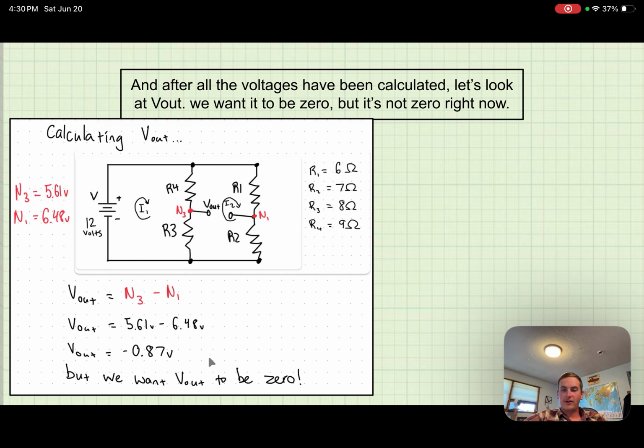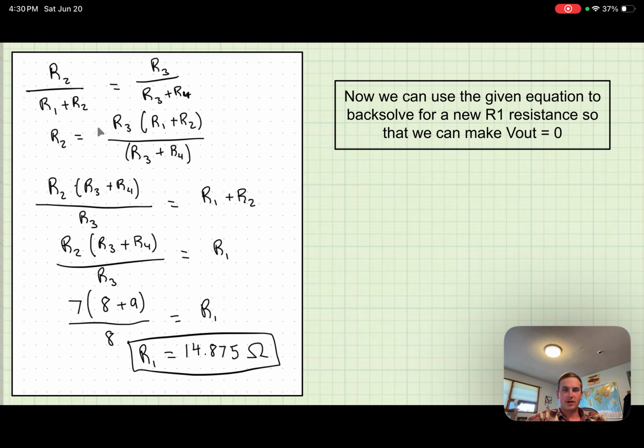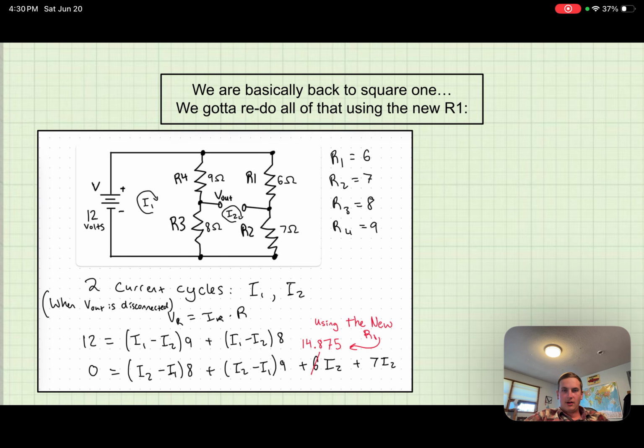There's a way to fix that, though. What you can do is use the given equation here in the project and reverse engineer it to solve for R1. Then you plug in all your numbers for your other resistors, and you can see here, my R1 should be 14.875 ohms. So then you redo the entire problem with that as your new R1. And I literally kept the same screenshot and just chopped this off to show that that's the only thing I changed.